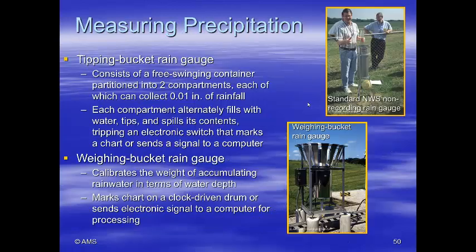So the tipping bucket rain gauge consists of a free swinging arm and a container with two compartments, each of which collects 0.01 inches, or 1/100th of an inch, of rainfall. Each compartment alternately fills with water, tips, and then spills its content. Weighing bucket rain gauges are calibrated for the weight of the accumulating rainfall.